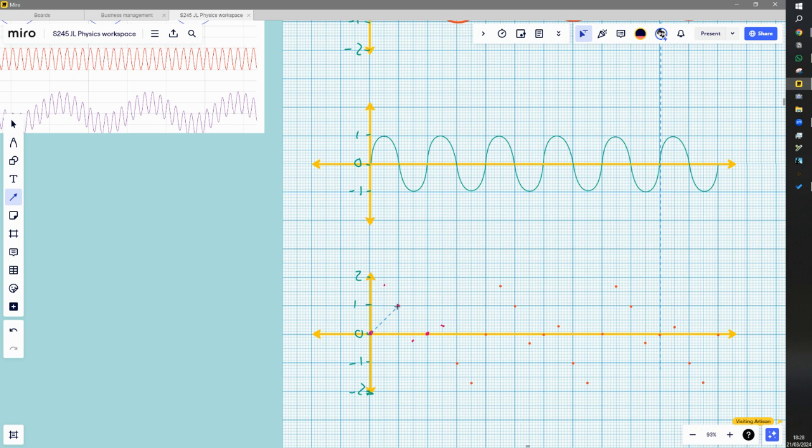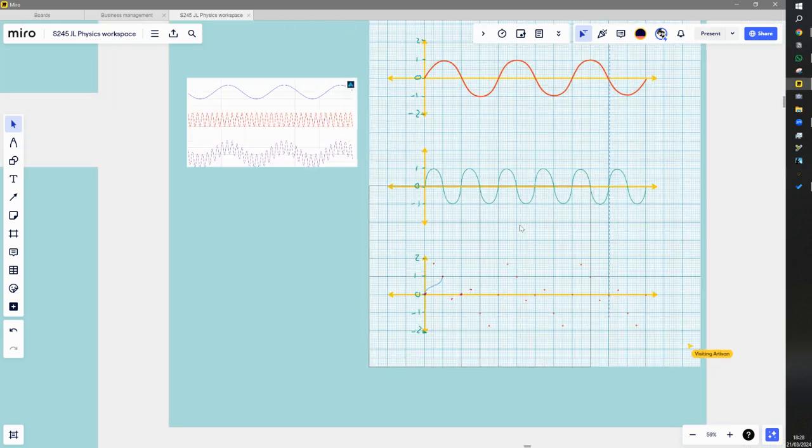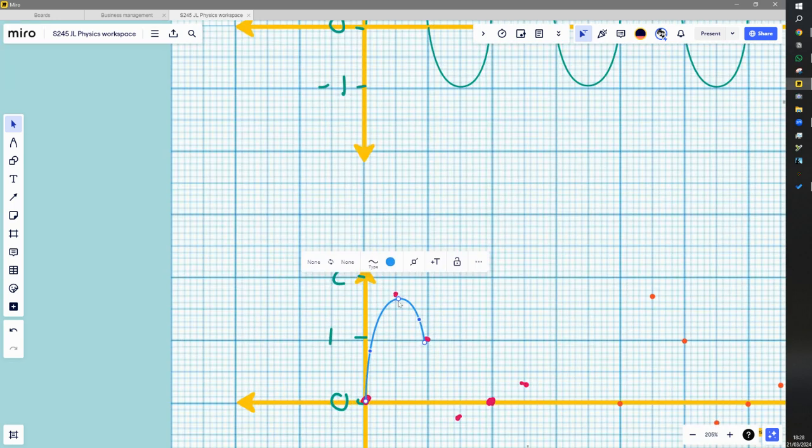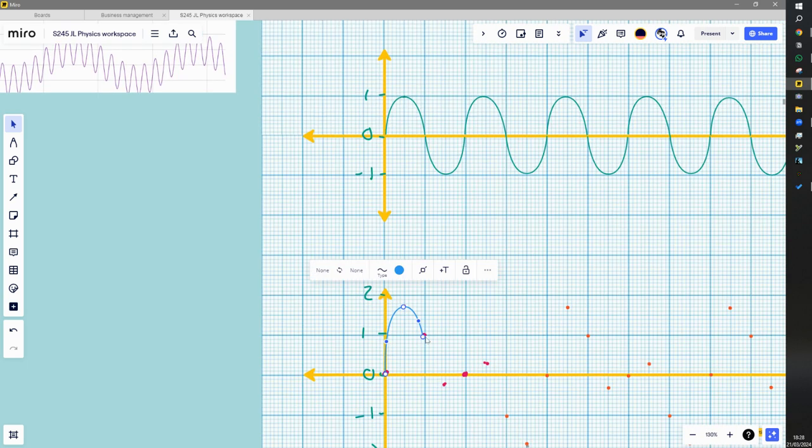I don't want it to be a dotted line though. I want it to be a smooth line. So let's turn that into solid, and let's make it blue, sure. So I'll make the anchor point up here, like that. And then we're going to drag this one down to there.